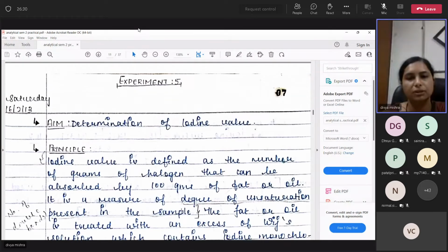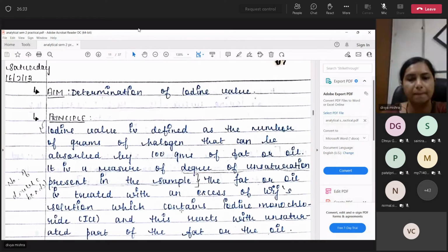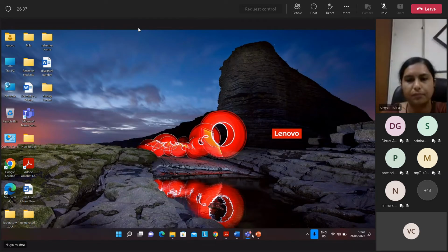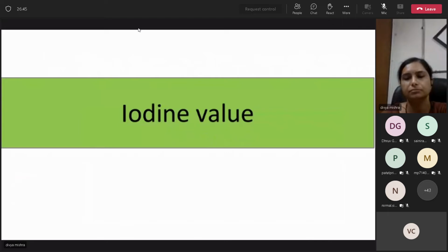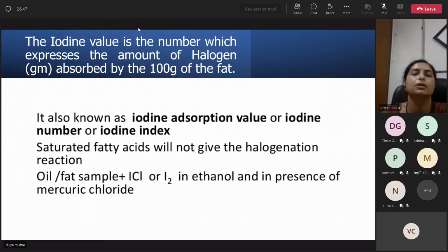Now we will go towards the next experiment, which is the determination of iodine value. So like saponification, now we would like to know what the iodine value is.